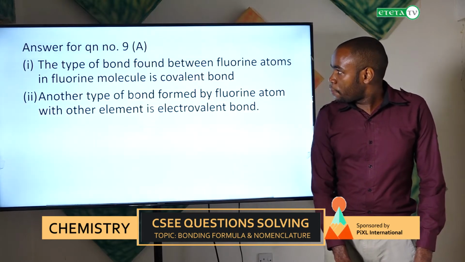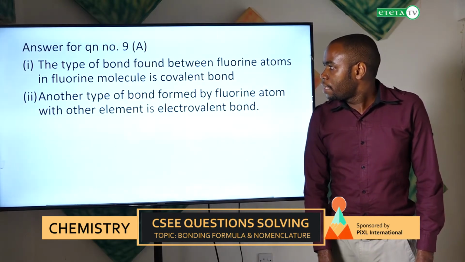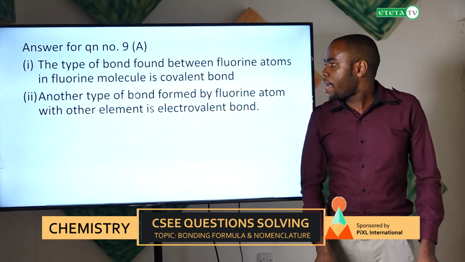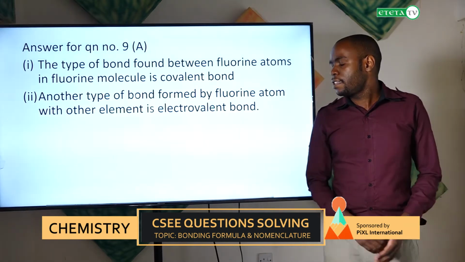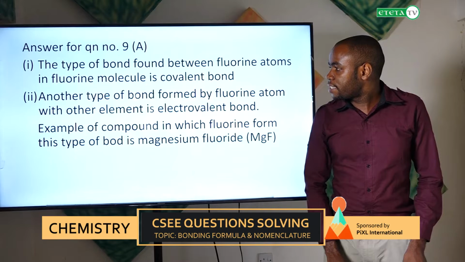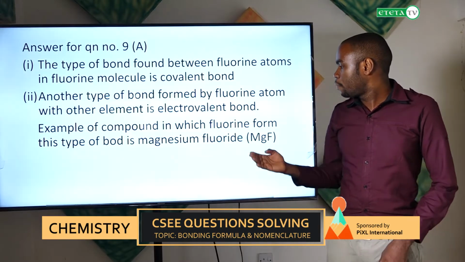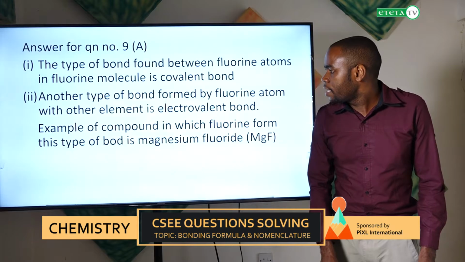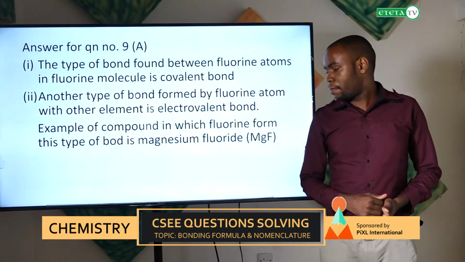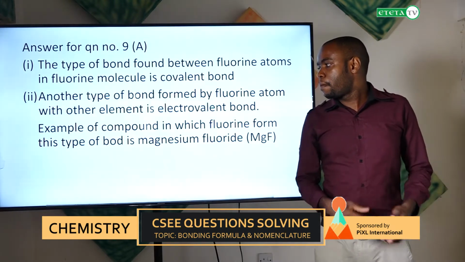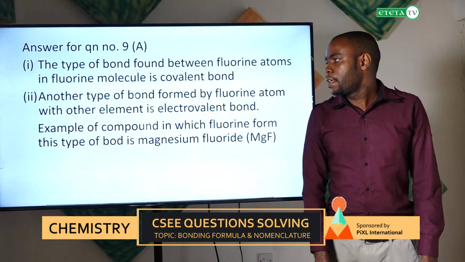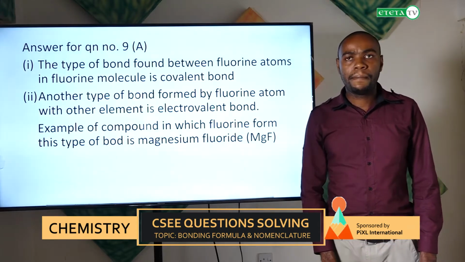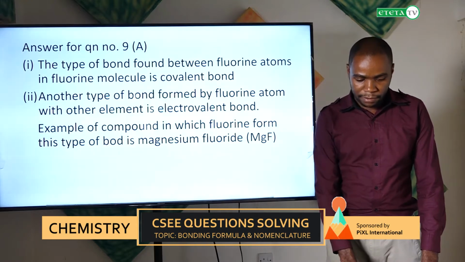So the answer for question number 9A, Roman 2, another type of bond formed by fluorine atom with other elements is electrovalent bond. And the example of a compound in which fluorine forms this type of bond is magnesium fluoride. So magnesium fluoride is an example of a compound in which fluorine forms the electrovalent bond. So this is the answer for question number 9A.